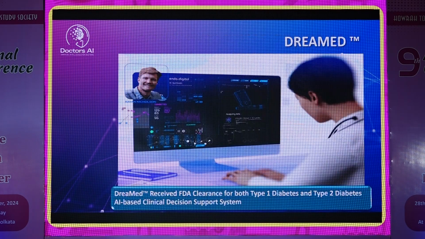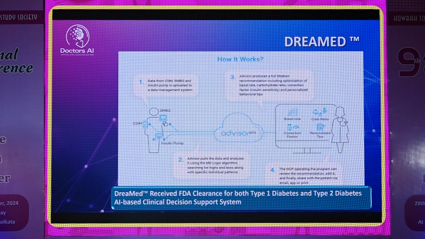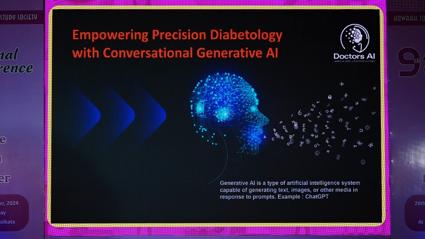And there is an FDA-approved algorithm which is called DRIA-MED. For the first time, an algorithm has been cleared for the treatment of type 1 and type 2 diabetes based on an AI-based clinical decision support system. So it completely closes the loop. It takes the information from the continuous glucose monitoring and the insulin pump, and it feeds into the providers, the healthcare providers, the doctors, the educators. They're all in the loop when this decision is being taken, and all the parameters of the patients are being taken into consideration.